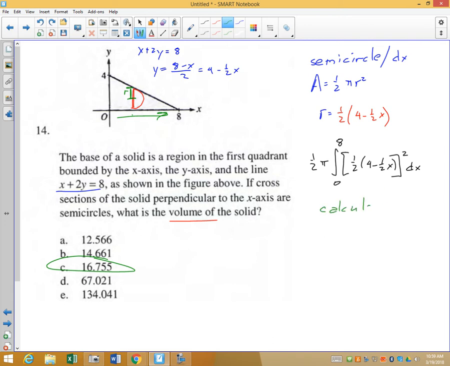Just be very careful, because I bet you one of these 5 options is what you would get if you did not put 1/2 pi on the outside. That's probably one of the options. Is one of them exactly twice that? No, okay. So they didn't put one that was only pi r squared. What else are the common errors? Forgetting the squaring? I don't know. I bet one of the answers is if you don't put the 1/2 in and you only do 4 minus 1/2 x. Is there one that's 4 times that? Yeah, that would be D. So if you forgot the 1/2 in your radius, then you get D. They know what mistakes you're going to make, and they're going to prey on you.